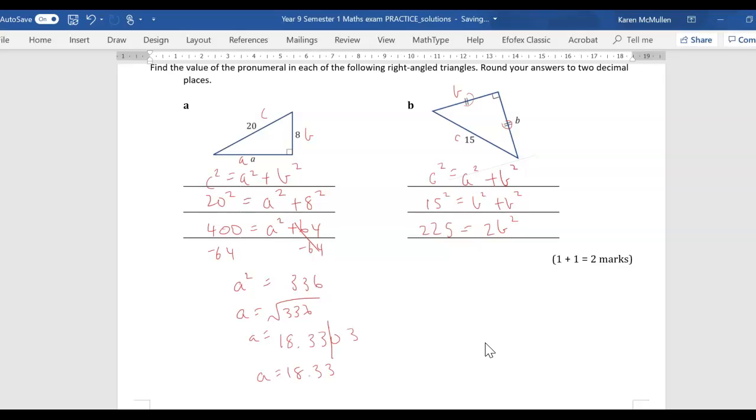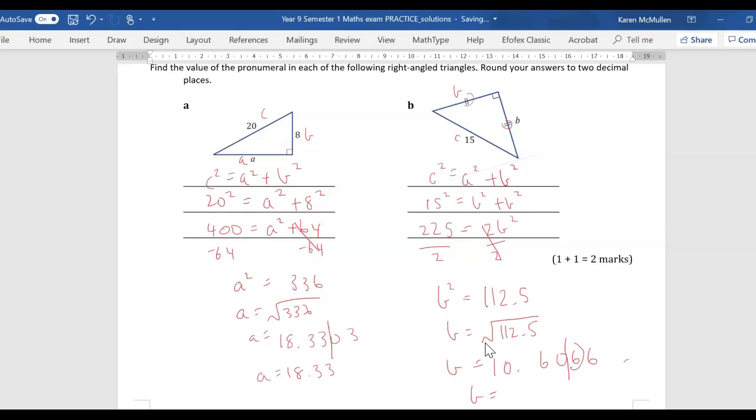So a bit of a tricky one, this one. Then we want to get B on its own. So let's divide both sides by 2. So that disappears. And I'm left with B squared equals, so 225 divided by 2, it's 112.5. And then we want to get B on its own, so we take the square root of that. So B is equal to, just quickly doing it on my calculator, 10.6066, keeps going. We just need to do 2 decimal places, so we cut here.